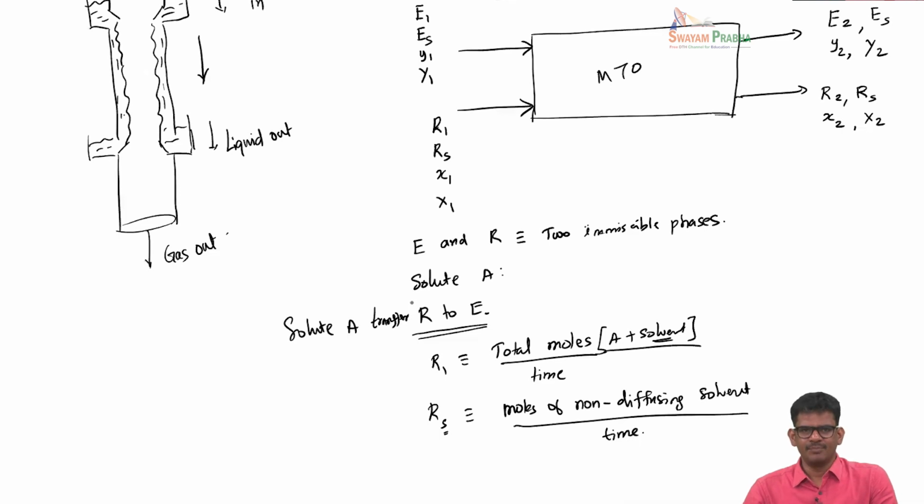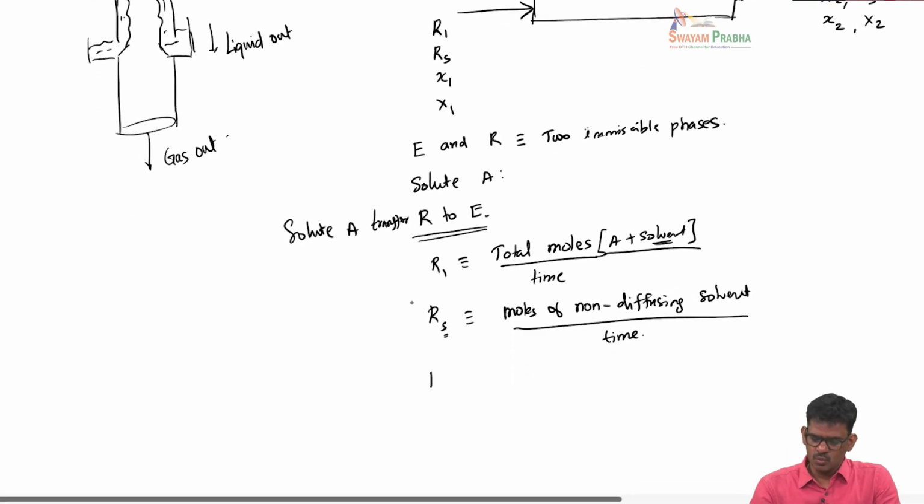If I have to give an example, let's say R is a gas phase and solute A can be carbon dioxide. The solvent here can be just air. So if you have a gas mixture of air and CO2, the solvent is basically air, which is not diffusing, but the solute is carbon dioxide, which is diffusing. That's the way you have to understand it.